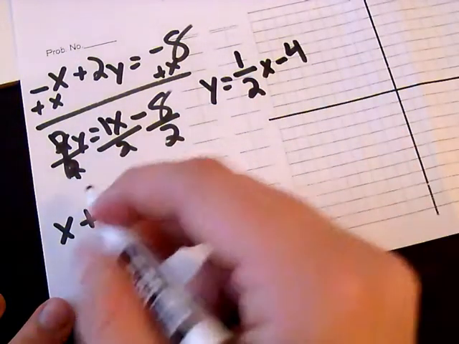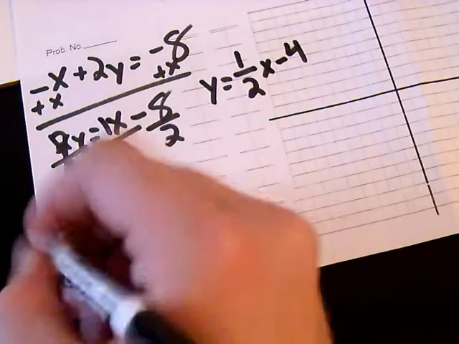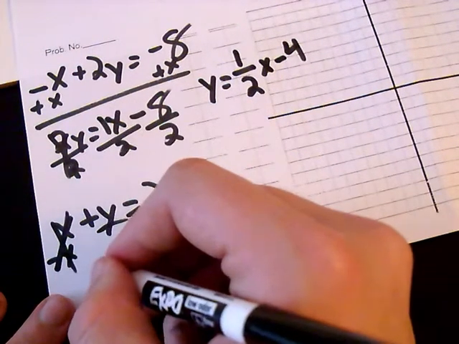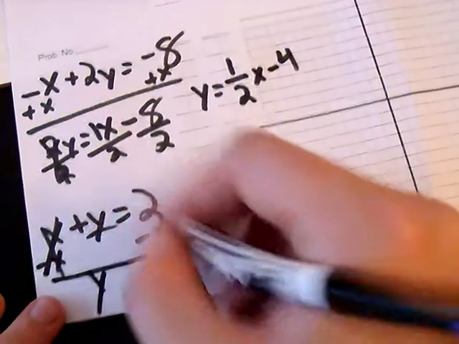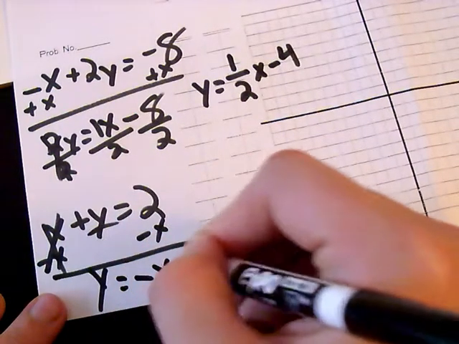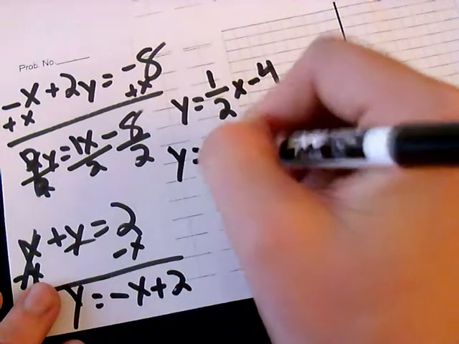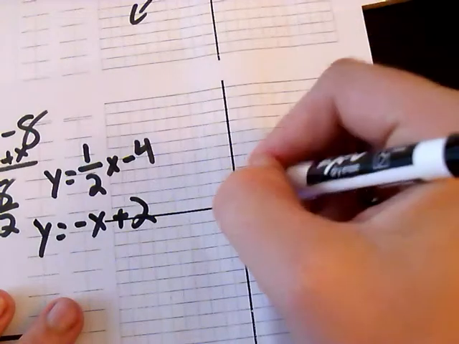Alright, right here, this one's easier because all we have to do, remember, is get y by itself, take minus x, this gets crossed off. We're left with y. Once again, we can't do anything, so we have negative x plus 2. So those are my two equations. The second one's a little easier. So these are the two I'm going to graph, so I'm going to go ahead and graph them.